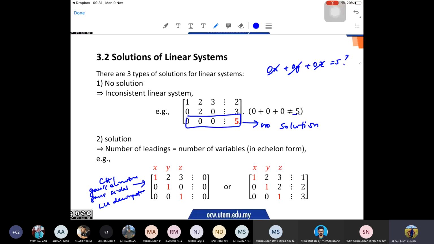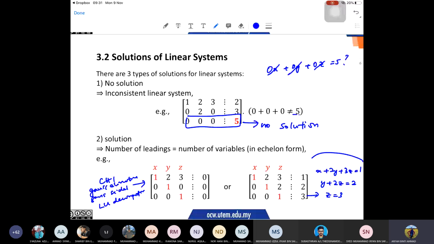Yang ini boleh selesaikan kan? Boleh selesaikan untuk X, Y dan Z. Gantikan Z sama dengan 3 dalam persamaan kedua. Gantikan nilai Y dan Z dalam persamaan yang pertama. So ini memang ada solution. No problem. Okay. So sama juga yang ini. Awak dapat Z sama dengan 0. Y sama dengan 0. X tambah 2Y tambah 3Z sama dengan 0.